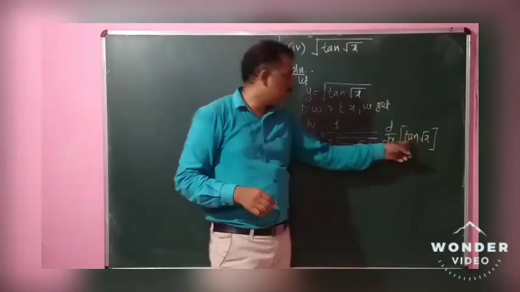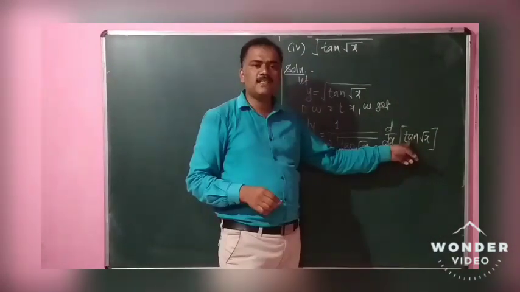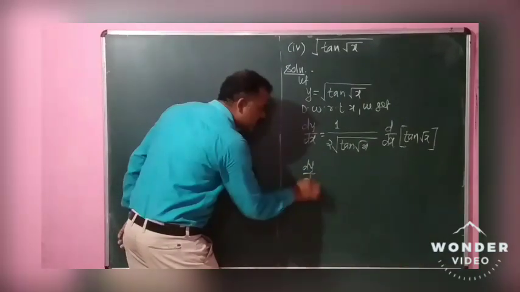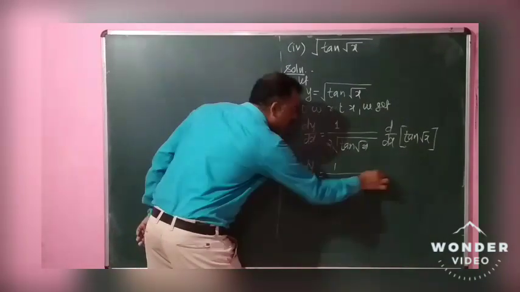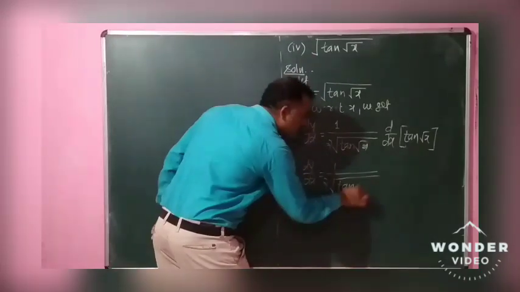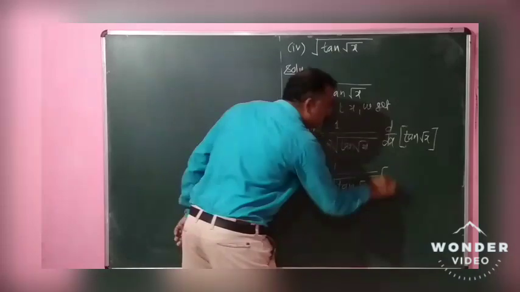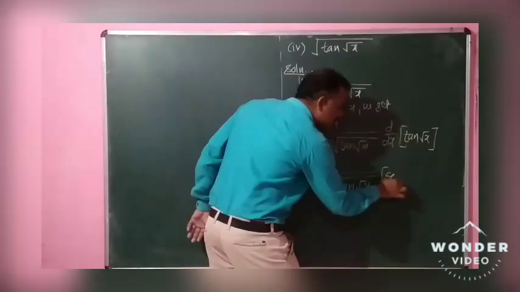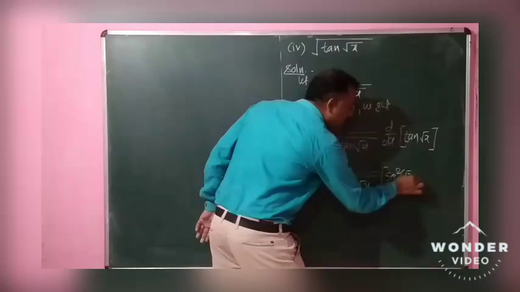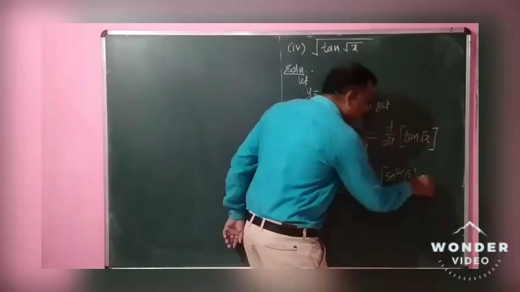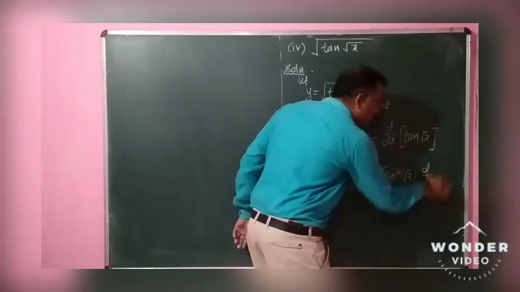We know that the derivative of tan is sec square. So we can write dy by dx is equal to 1 upon 2 times root of tan of root x, into the derivative of tan, which is sec square root x, the angle as it is, into now we have to take the derivative of root x, that is d dx of root x.